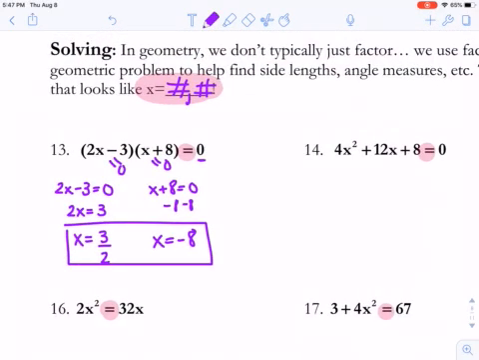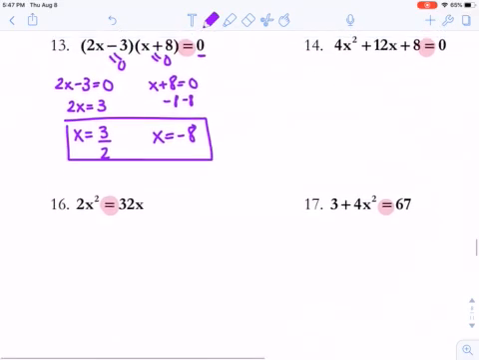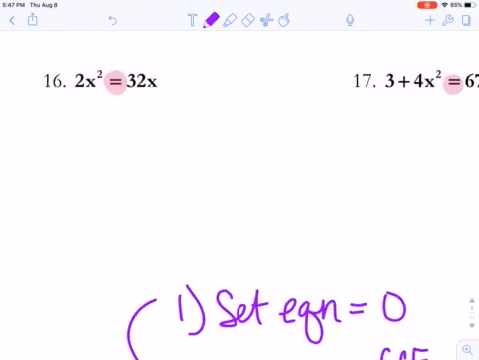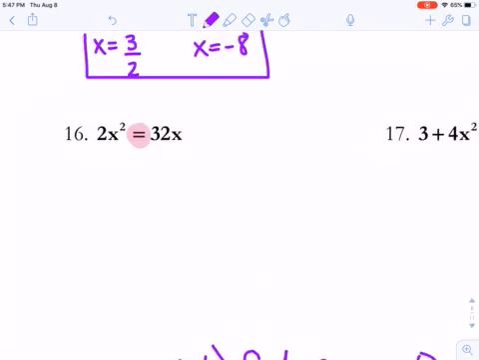So these are the 2 solutions to that quadratic. Okay, let's go down actually to number 16. So following those 3 steps that I had written below, the first thing we need to do is set this equation equal to 0. So I'm going to move the 32x over to the left-hand side. So I'm going to subtract 32x from both sides. So the equation equals 0.